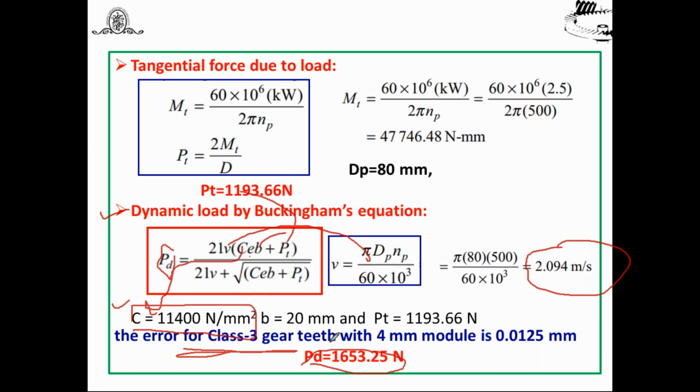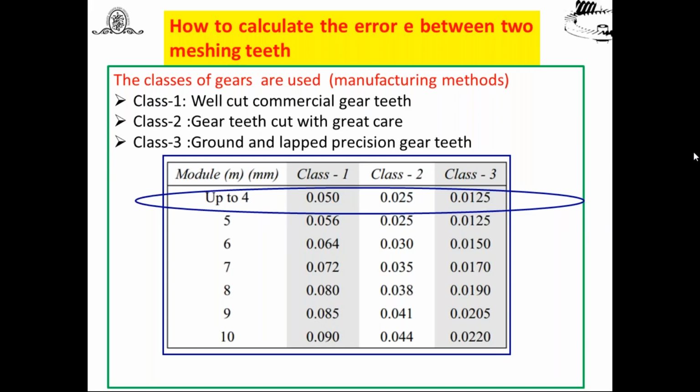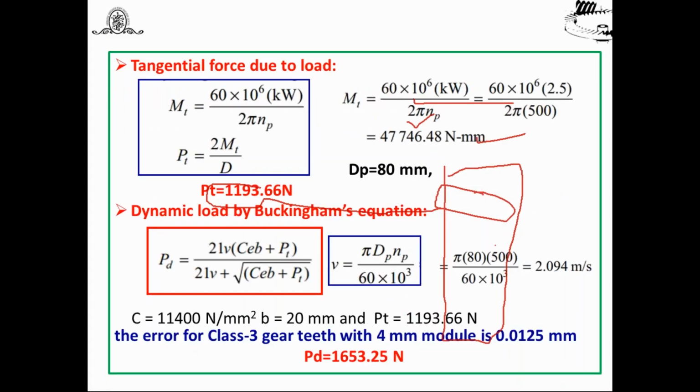For class 3 gear teeth with module 4 mm, the value of error is 0.0125. How to take this value? Yesterday I discussed the same thing. Once again, look at this: yesterday we discussed class 1, class 2, class 3. For class 3, this table you have to refer. The module is given up to 4 mm. The value is 0.0125. We take this value while calculating the PD.